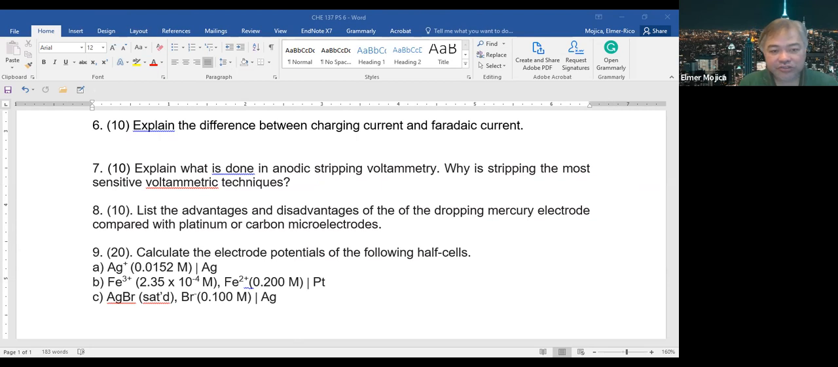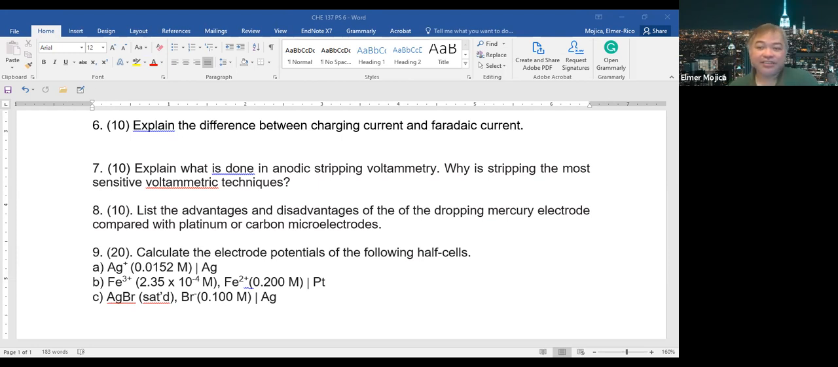Two, it continuously produces a fresh metal surface. Ang tawag dyan is hanging mercury drop electrode, HMDE. Okay, so every drop merong fresh surface. And then we could say it's reproducibility. It has a reproducible average current that is immediately realized at any given applied potential.